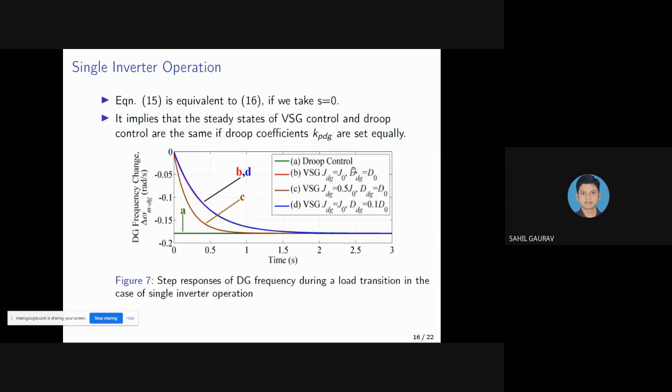The third point is that the damping factor has barely any influence on the dynamic response. Here D naught is set as the value in all cases, and there is no effect in the active power control equation part, so it has no effect on the dynamic response. In all four cases, the steady states are the same. This verifies our previous conclusion that the steady state only depends on the droop coefficient, K_P_DG. So the steady state of either VSG or droop control is the same.